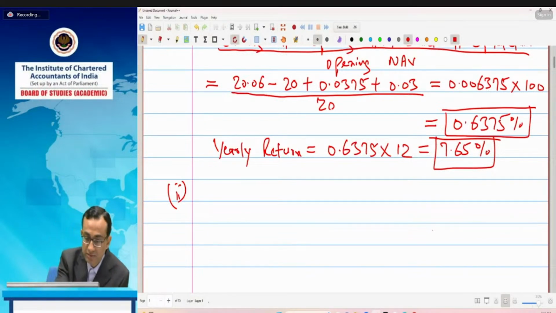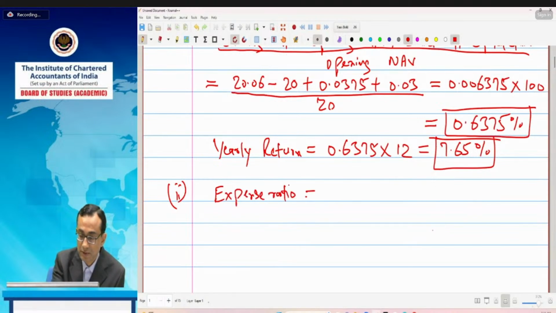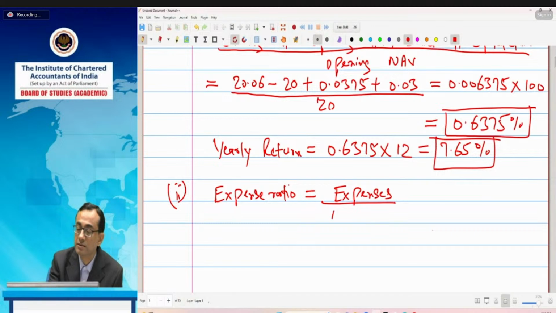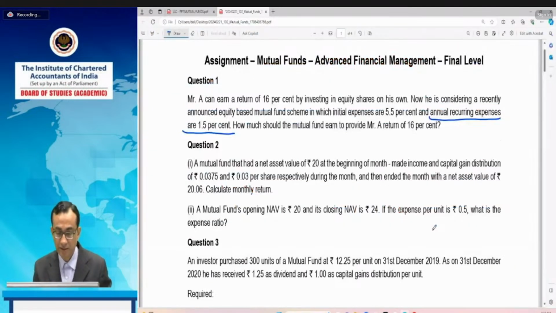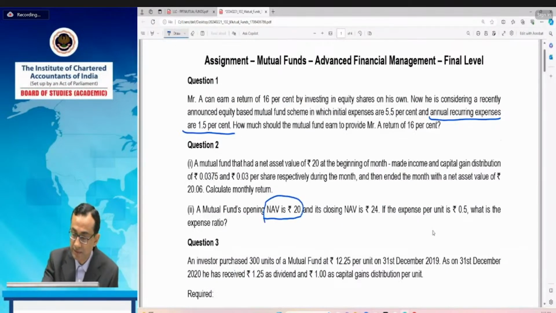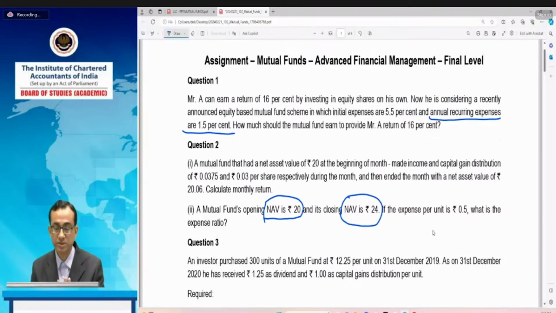So expense ratio can be calculated as, in this case, expenses divided by average NAV. Average NAV, because in this question, if you see the opening NAV and closing NAV, both are given. So we have to average this. Opening NAV rupees 20, and closing NAV, that is 24. And expense per unit, this is 0.5, is already given in the question.